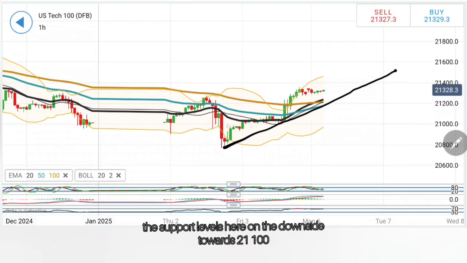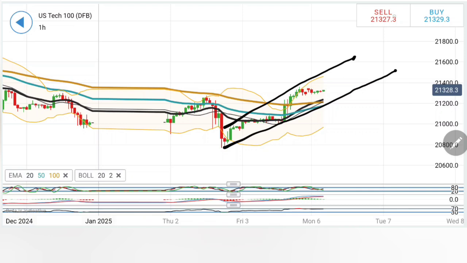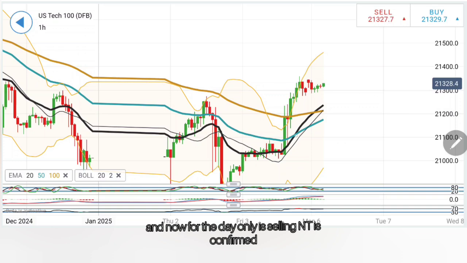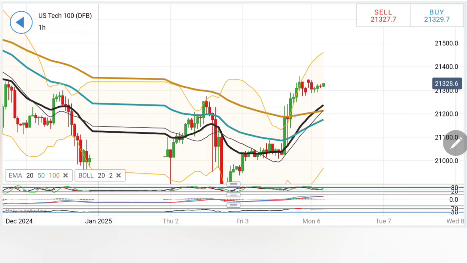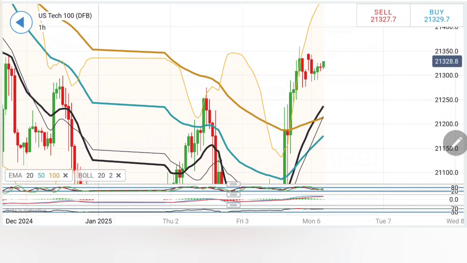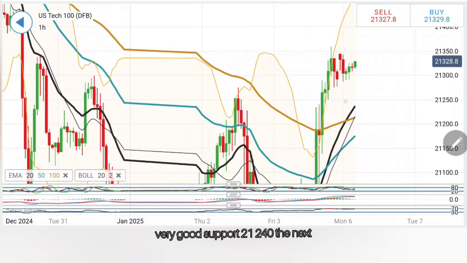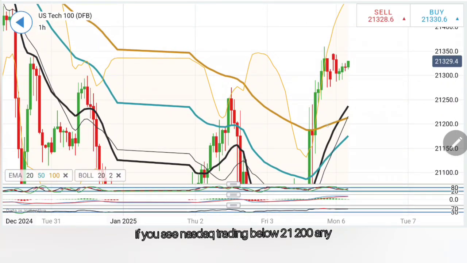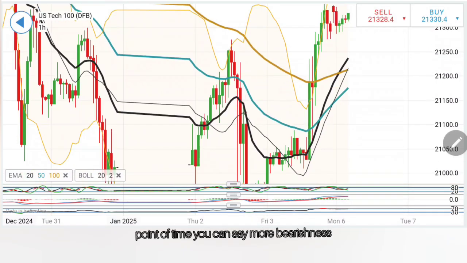The support levels on the downside towards 21,100 are very strong. It is too far, and for the day only a selling entry is confirmed if it trades below 21,280 levels. 21,280, 270, very good support. 21,240 the next, and 21,200 the third. So these are the three support levels. If you see Nasdaq trading below 21,200 at any point of time, you can say more bearishness should prevail.